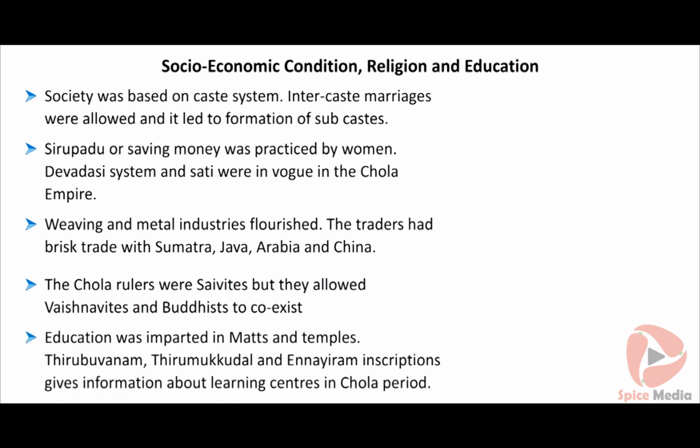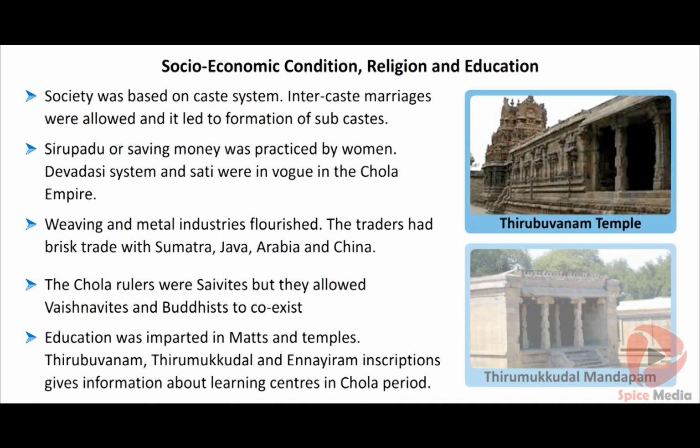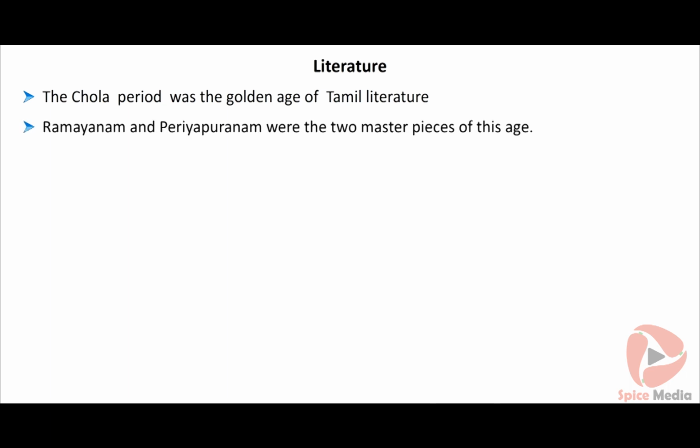Education was imparted in maths and temples. Tirubhuvanam, Tirumukudal, and Ennayiram inscriptions give information about learning centers in the Chola period. The Chola period was the golden age of Tamil literature. Different scholars received patronage from different Chola rulers.